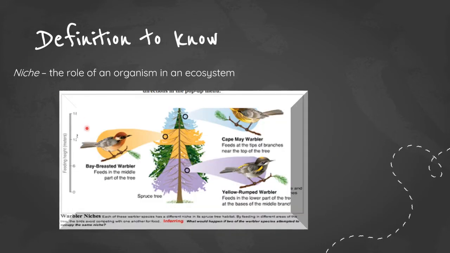A niche is simply the role of an organism in an ecosystem. So let's look at this image here, and we can look at the different roles of the various types of birds. This bird feeds in the middle part of the tree, while this bird feeds at the tips of branches near the top of the tree. So the niche of an organism really speaks to how they contribute to the working and functioning of the ecosystem.